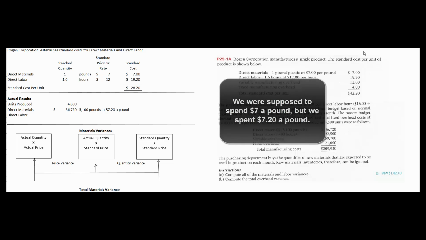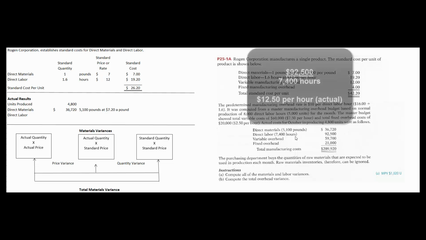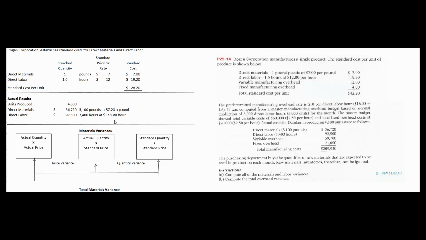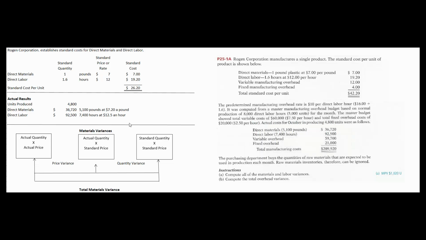All right, now let's do the same thing for labor. Our total labor cost is $92,500 for 7,400 hours. So how much did we pay our guys per hour? $92,500 divided by 7,400. So our total labor cost is that $92,500, 7,400 hours at $12.50 an hour. So we know we have an unfavorable price variance on our labor. We were supposed to pay them $12 an hour, paid them $12.50 an hour. So now all we have to do is fill in the magic boxes with these numbers.